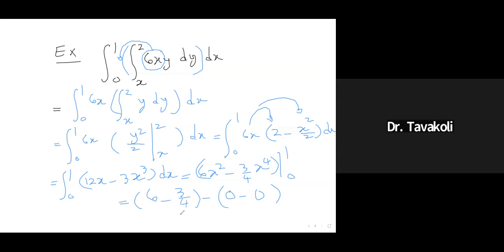I just need to simplify this. 6 minus 3/4 is 21 over 4. And that's the final answer. Again, try the next example on your own.